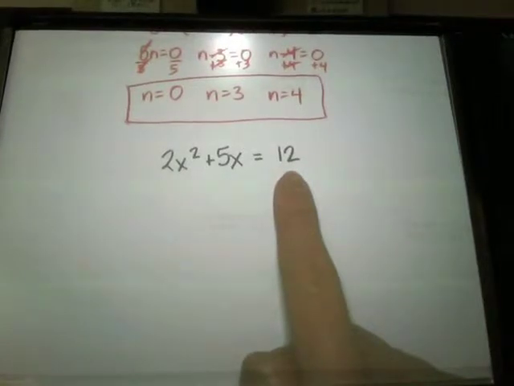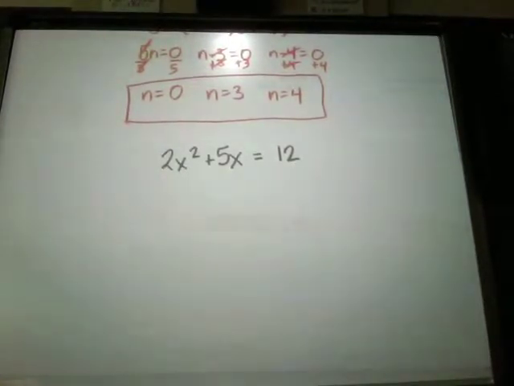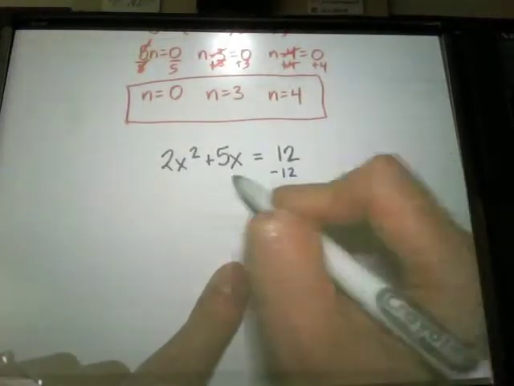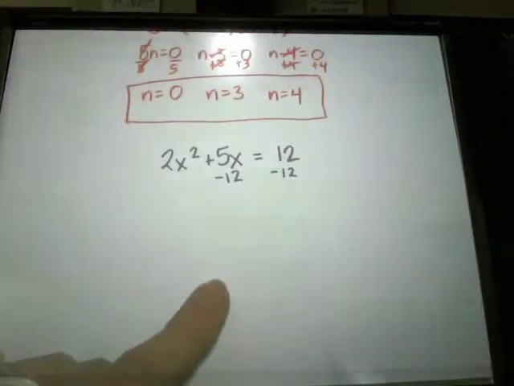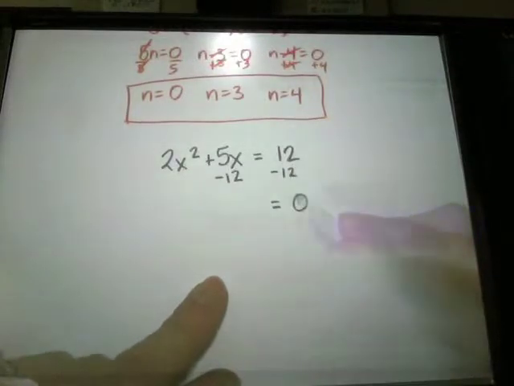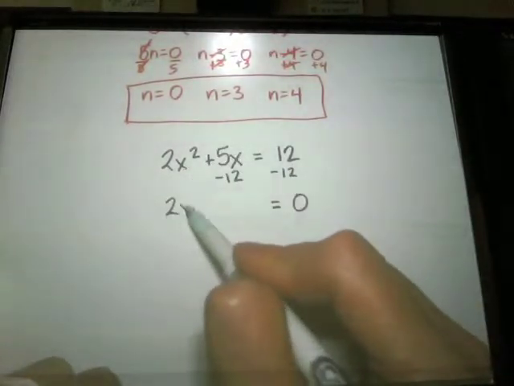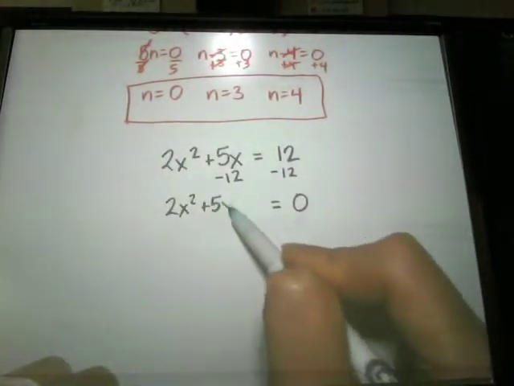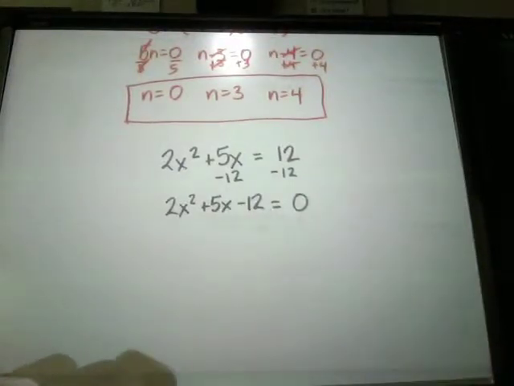In order to do this, we have to have them be equal to 0. How can I make this one equal to 0? Well, what about if I undo this 12? I have to do it on both sides, but on the right side, 12 minus 12, there's my 0. 2x squared plus 5x minus 12 on the left.